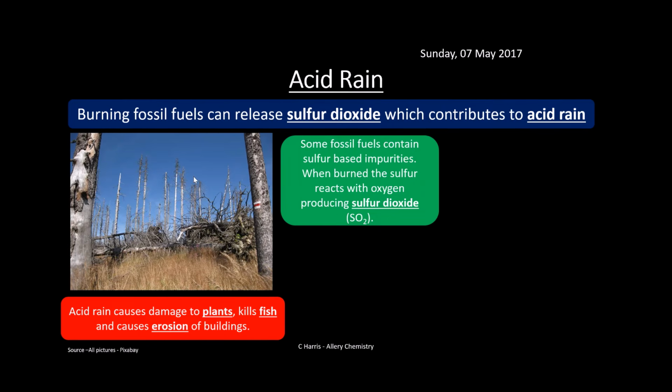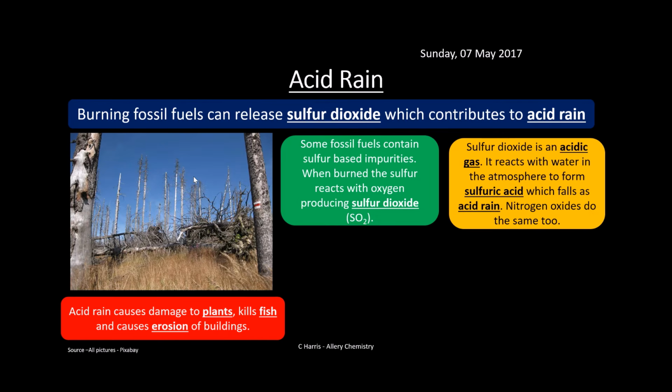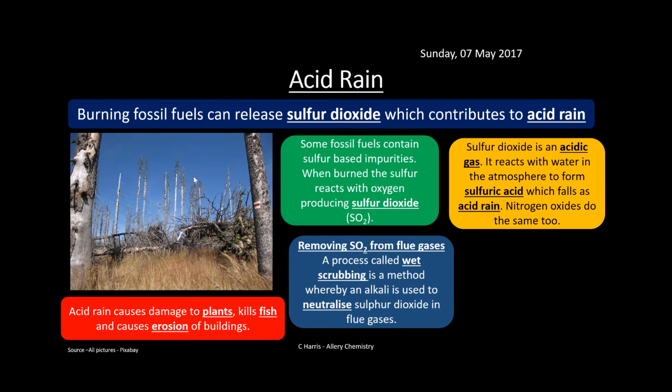So yeah, some fossil fuels contain these sulfur-based impurities, and when we burn this fossil fuel, the sulfur reacts with the oxygen and it forms sulfur dioxide. And obviously this sulfur dioxide is an acidic gas that rises up into the atmosphere. If it gets up there, it mixes with the water and forms sulfuric acid, which then falls as acid rain. Again, oxides of nitrogen do the same.